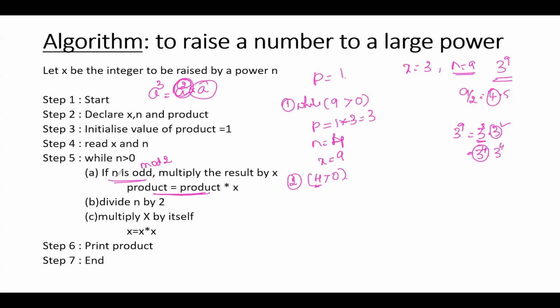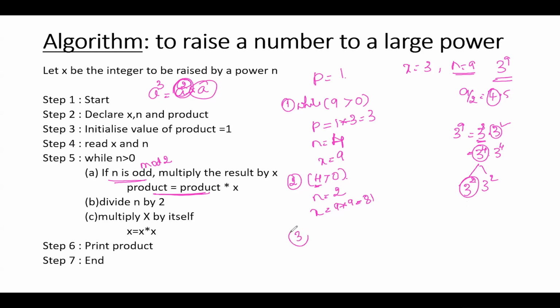Okay. So if n is odd, multiply result by x, but it is not. Okay, so we are not going to find out the product, but I'm going to divide n by 2. So what is going to happen? N is going to get the value 2. Why? Again, because we want to further find out this value. Okay, and then I'm going to find out the product. So x is going to get the value 9 into 9, which is nothing but 81, which I'm trying to calculate.